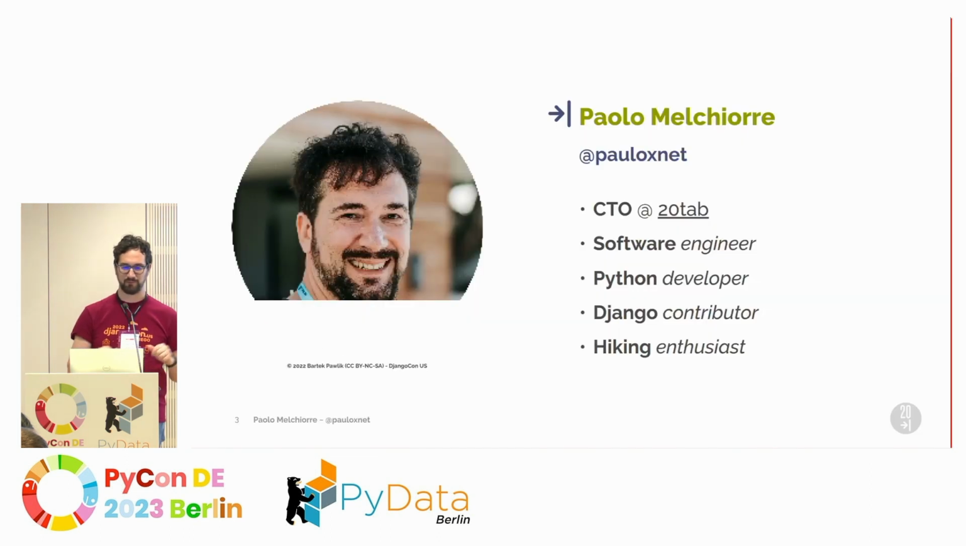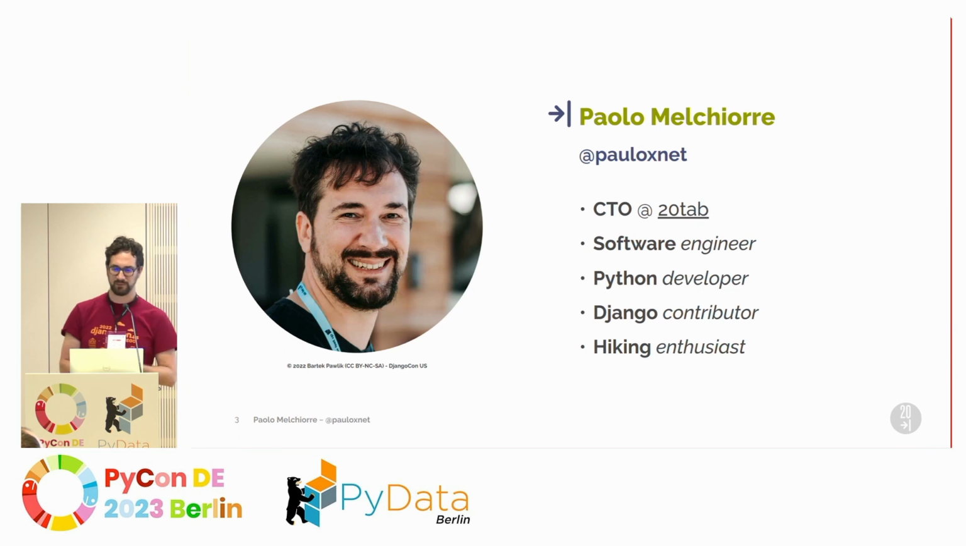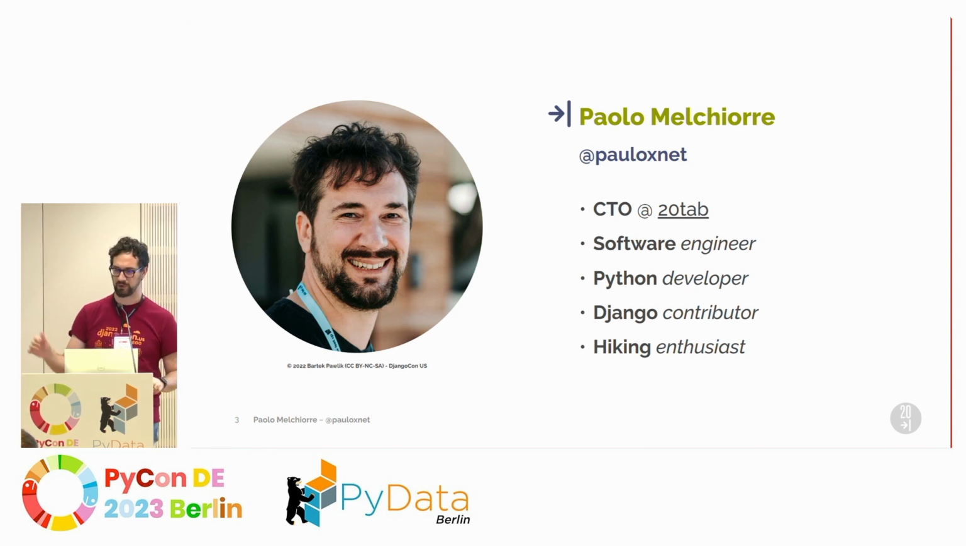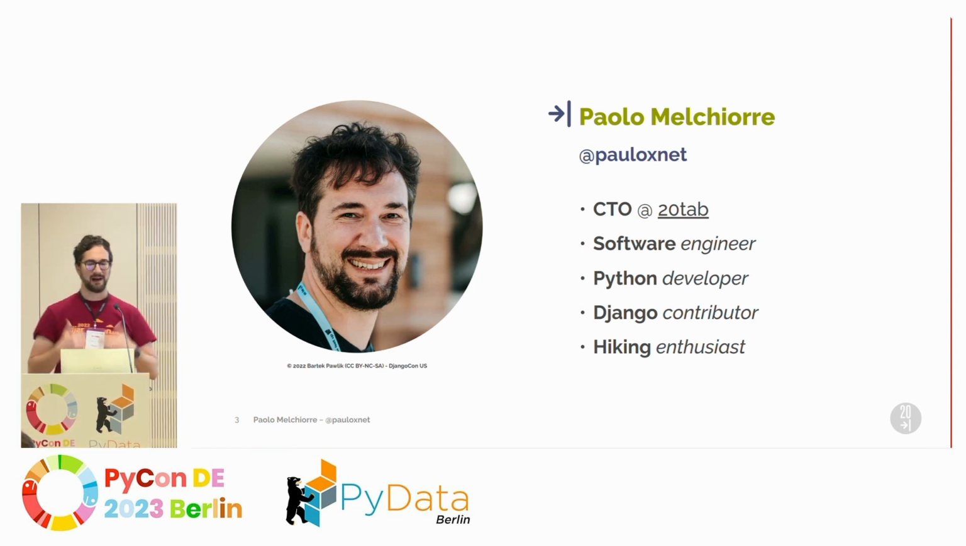In this talk, we'll see together how to build a map like that, but first I'll present myself a bit. As I said, I'm Paolo Melchiorre, and I'm the CTO of 20Tab. I'm a software engineer and long-time Python backend developer. After using Django for a few years, I became a contributor to the project, and I also really like hiking in the mountains in Italy. We have a lot of them. So in this talk, I decided to build with you a map where I can put all the mountain peaks I've reached.